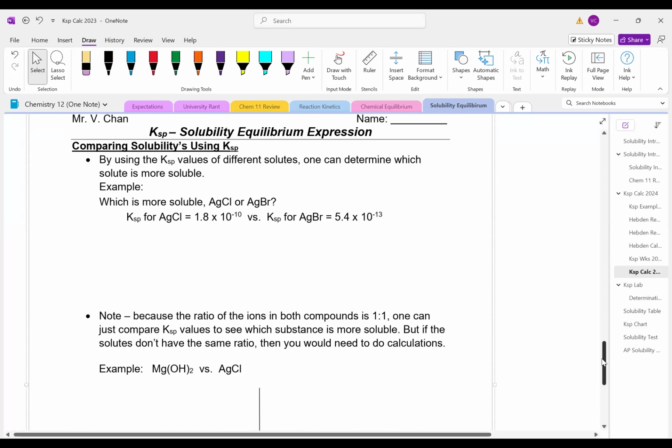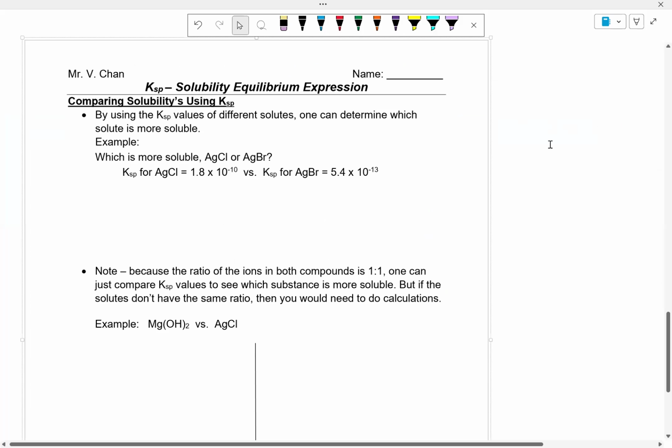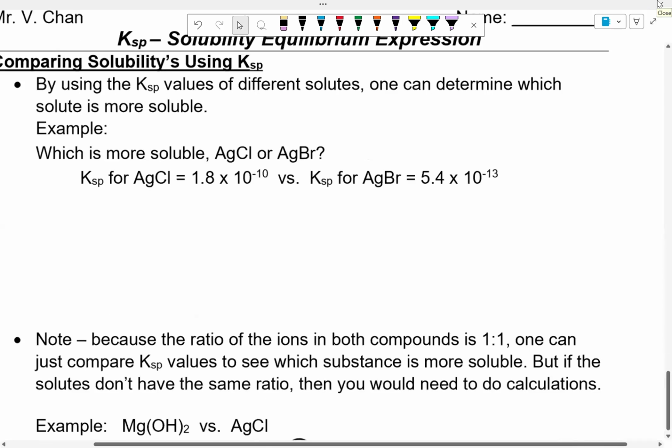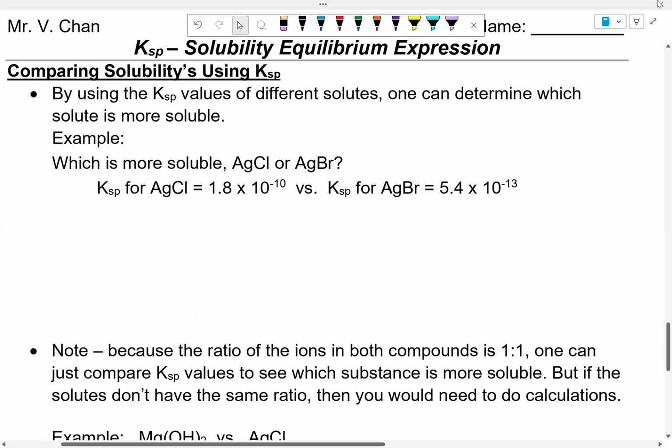Now, the one thing I wanted to talk about here is comparing the solubilities using the KSP. By using the KSP values of different solutes, one can determine which solute is more soluble. For example, which one is more soluble, AgCl or AgBr? If you take a look at the KSP values, AgCl is 1.8 times 10 to the negative 8 versus AgBr, which is 5.4 times 10 to the negative 13.